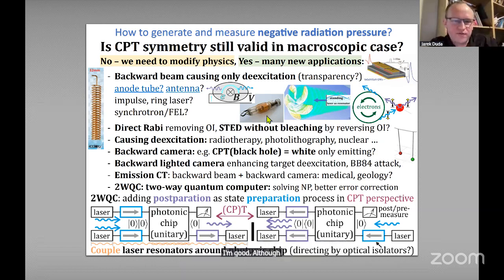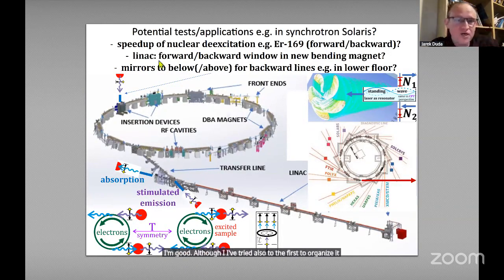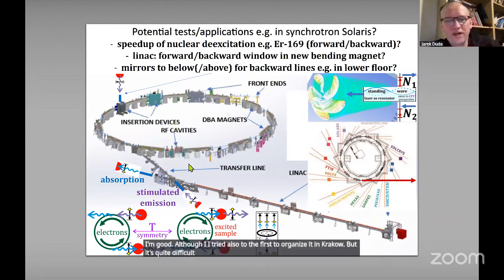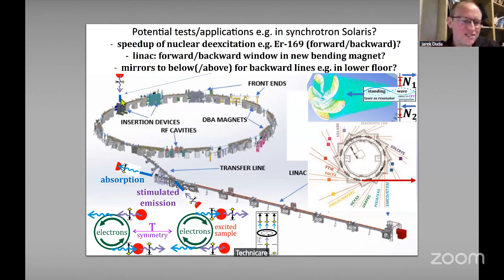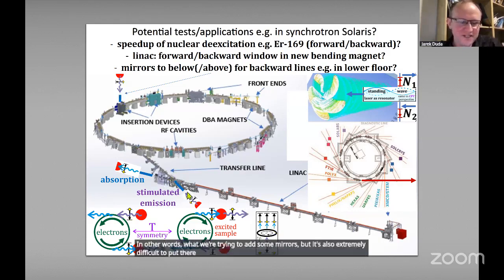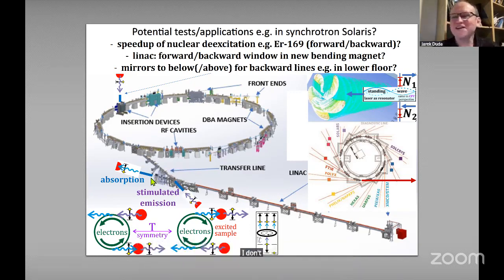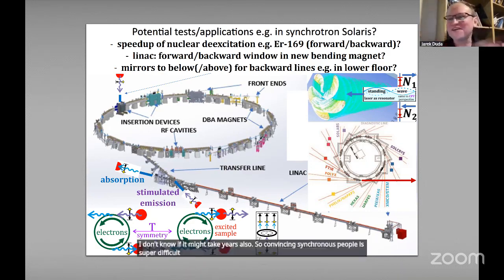I've also tried to organize it at the synchrotron in Krakow, but it's quite difficult because it would require using the electron trajectory, with stations for a reverse electron trajectory. It would cross the current station, so it's technically impossible to do. Another way is to add some mirrors, but that is also extremely difficult. Finally, they promised me that when they replace this magnet, they will make some windows for this kind of test. But I don't know, it might take years. Convincing synchrotron people is super difficult, because everything takes years there.